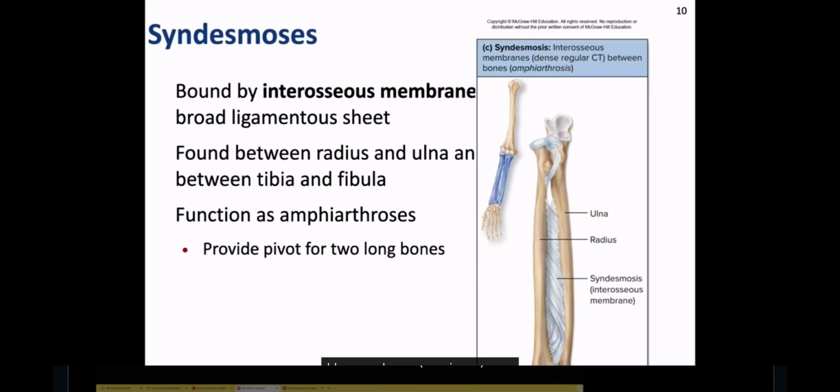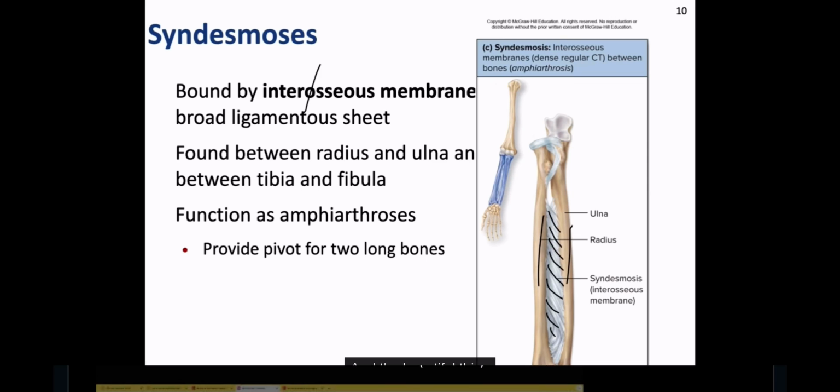Here we have, again, we can zoom in a little bit more on that radius and ulna. And here's a perfect example of letting the words help us. Interosseous membrane. Inter means what? Between. Beautiful. Great job. What's os? Bone. Perfect. So literally it's saying here's a bone, here's a bone. This is the membrane between them.